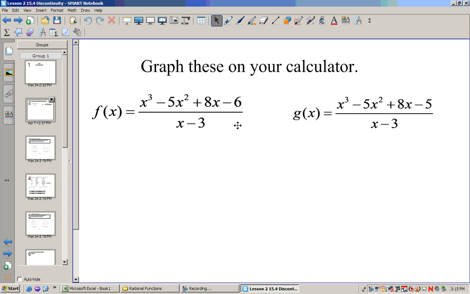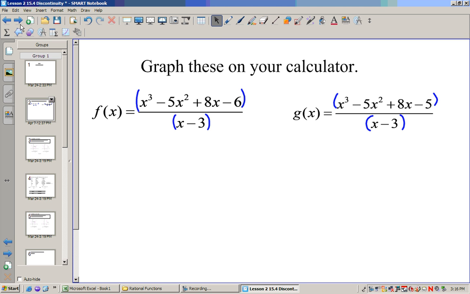Now graph these two things on your calculator. To do so, you'd need parentheses around each of them and a division sign in between. Now just graph one, take a look at its graph, and then modify the first one. Just change that 6 to a 5, and then look at the second graph. Pause the video until you have finished.